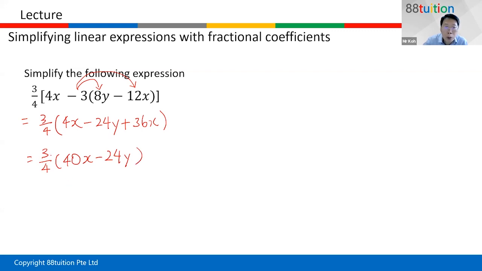So now you're going to multiply the 3/4 with 40x. So 4 and 40 we can reduce, becomes 10. 10 times 3 you get 30, so you get 30x. Now the next one you need to multiply will be 3/4 multiplied by 24. So 6, 4, 24, 6 times 3, 18. So minus 18y.